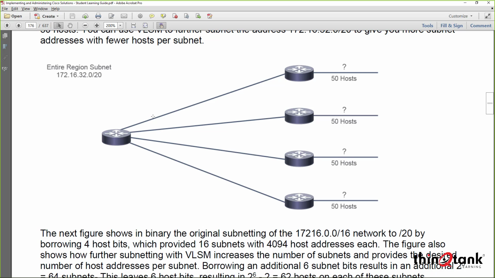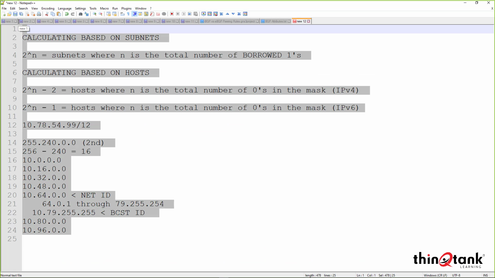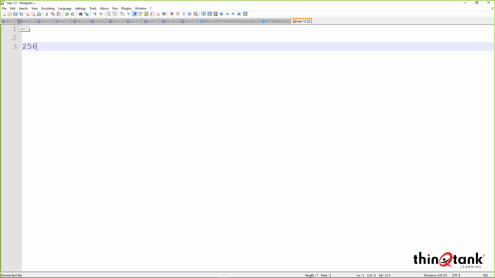Now, automatically in your head, you're thinking, okay, if I have 50 hosts, how big of a block do I need? Right? If I have 50 hosts in each subnet, how big of a block do I need to be able to allocate addresses to that network? I need a block of 64. All right, specifically a block of 64 in the 4th octet, because we're only dealing with 50 hosts. We know that we're in the 4th octet. So let's do a little math here.